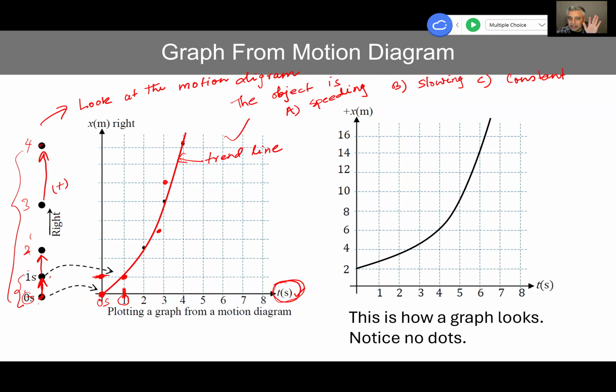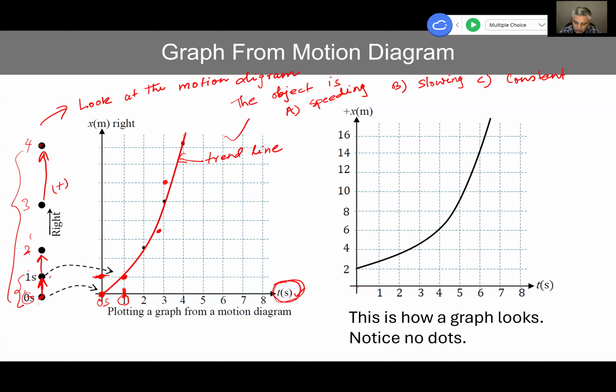Remember, what can we learn from the motion diagram? Position, displacement, velocity, acceleration. Similarly, from a position versus time graph, you can tell about position, velocity, displacement, and acceleration. Okay? So these are examples of some graphs.